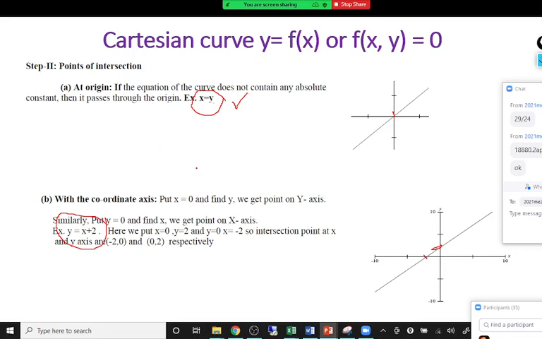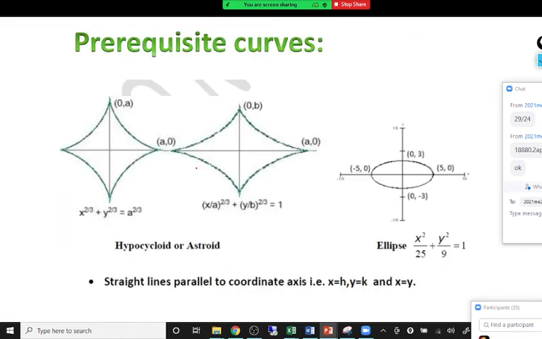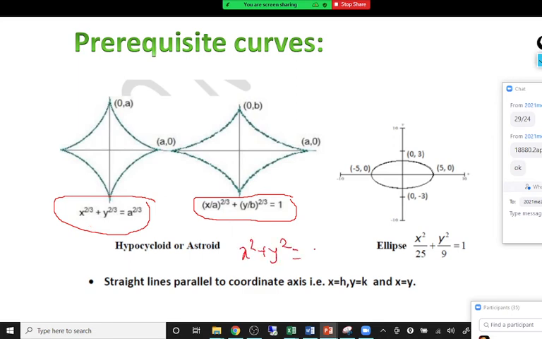And the last set of curves. Here is the last set of curves. This is the asteroid. This curve is the asteroid. This is also the asteroid. Its equation is a little bit similar to the circle. The circle has the equation x square plus y square equal to a square. But here, instead of x raised to 2, it is x raised to 2 by 3 plus y raised to 2 by 3 equal to a raised to 2 by 3. The name is hypocycloid or asteroid. That is the name of the curve.